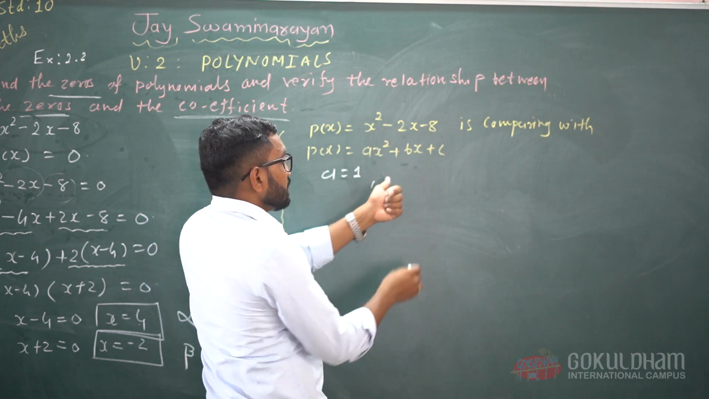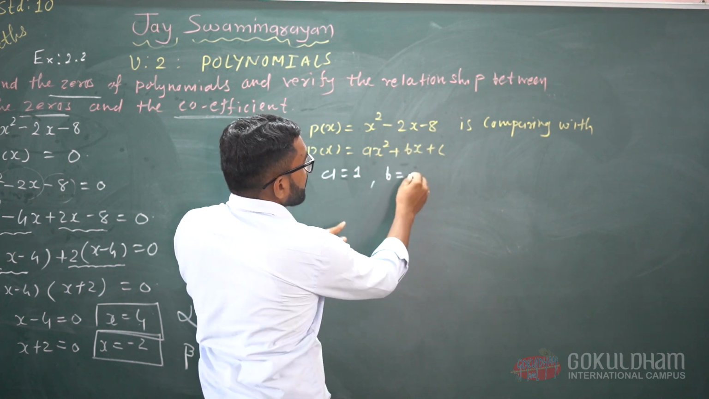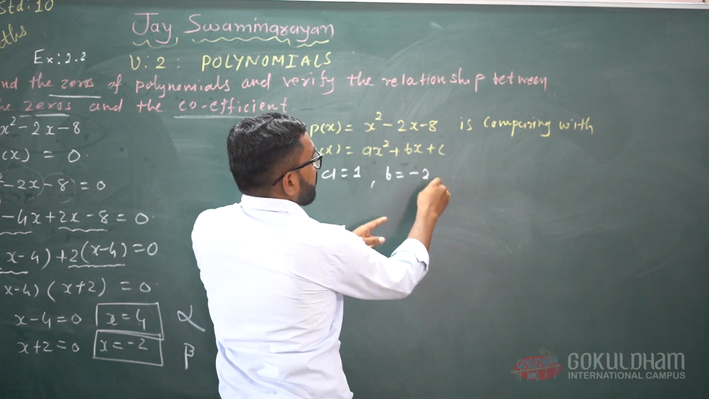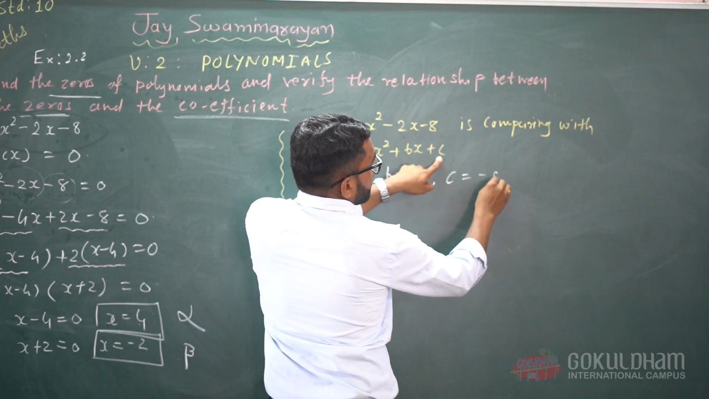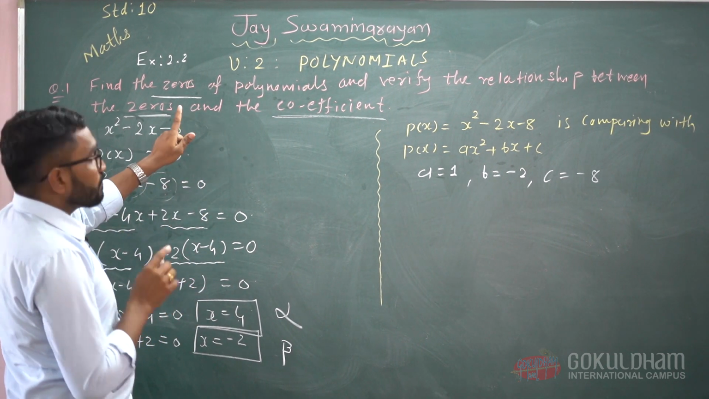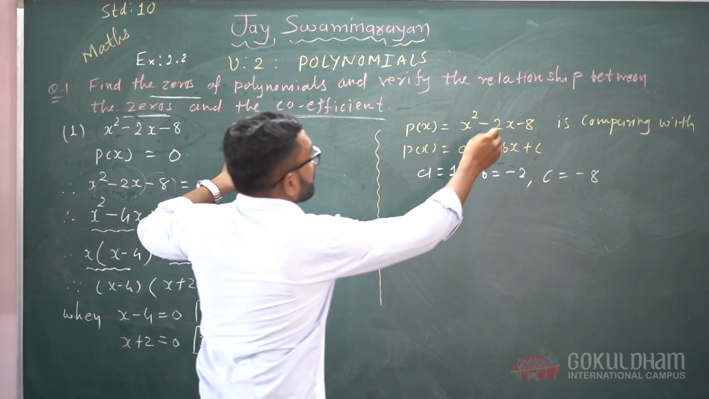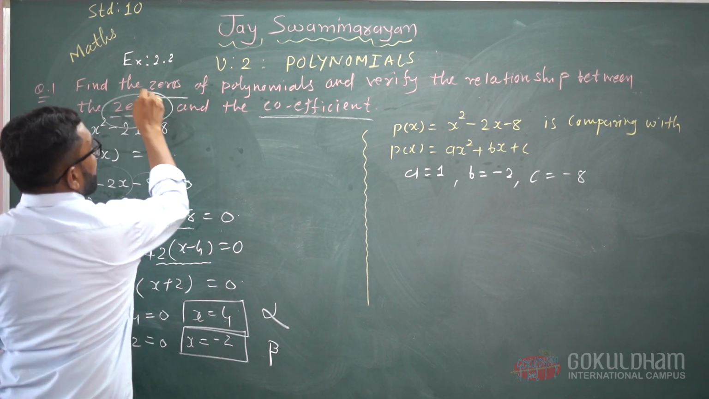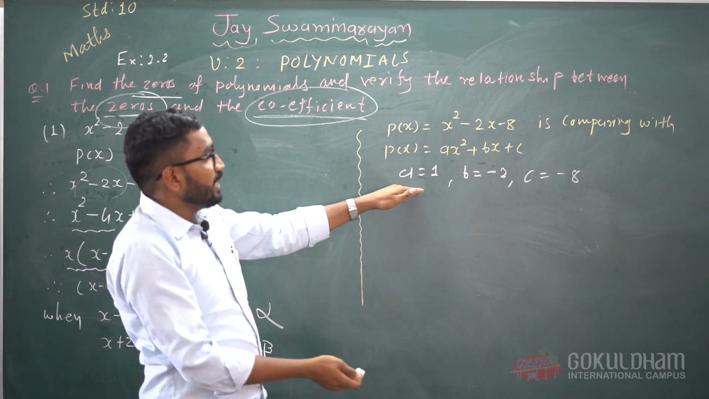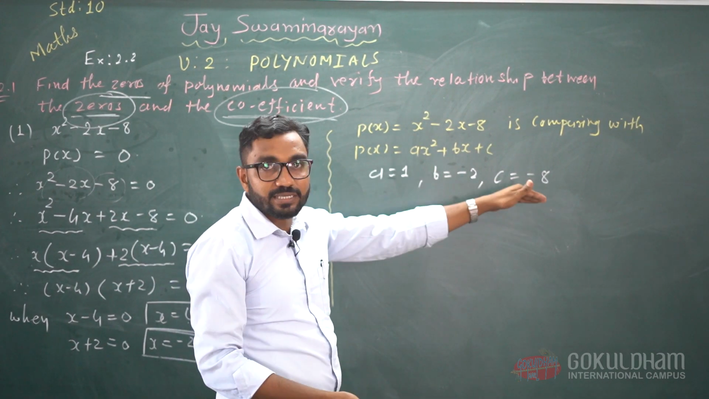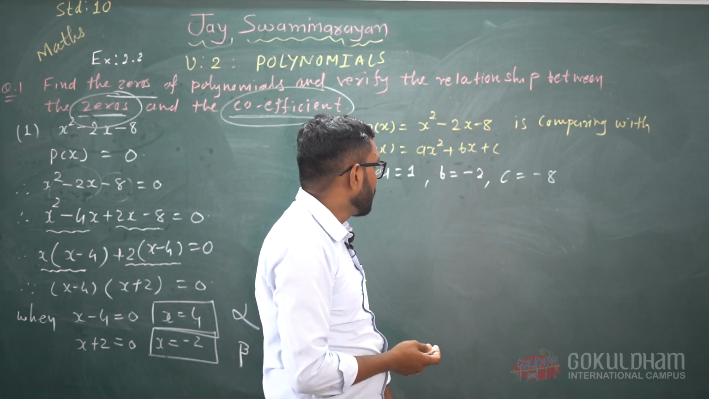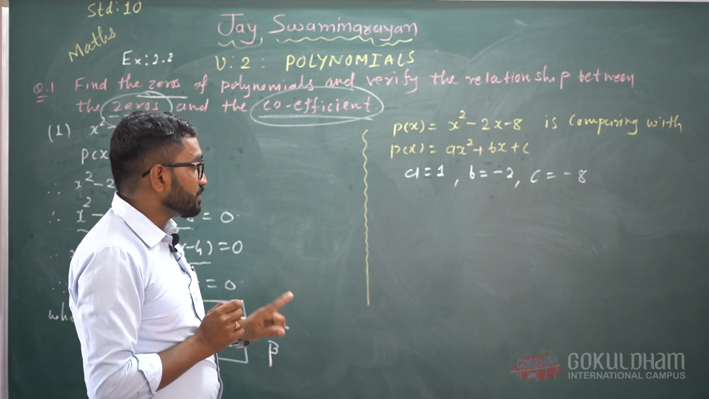The coefficient of x is b, so b equal to -2, and our constant term c equal to -8. Here all values are given. Alpha and beta are the zeros, and a, b, c are the coefficients of x square, x, and the constant term. Now find the relation.